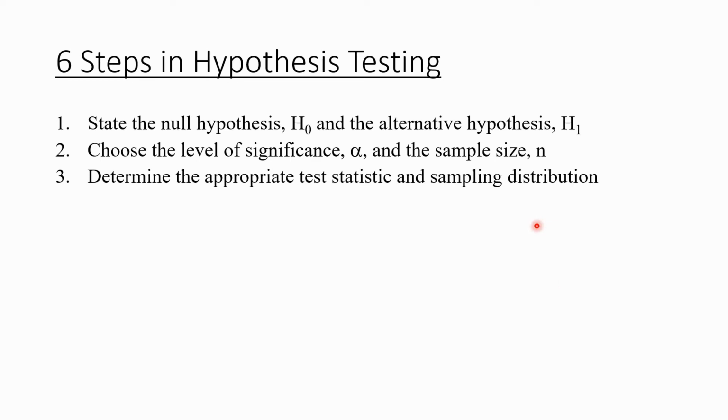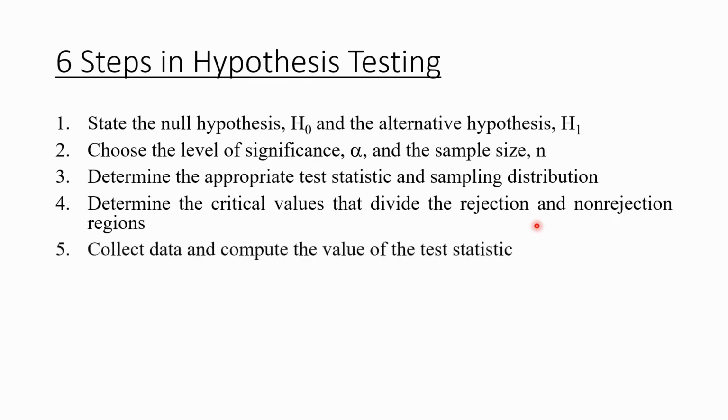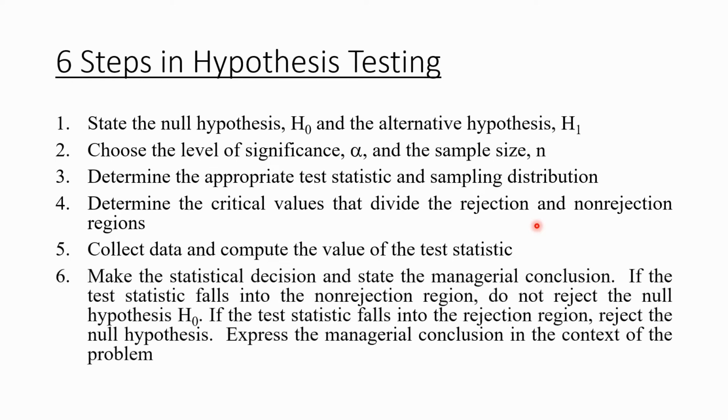Step 4 is where you determine the critical values that divide the rejection and non-rejection regions. Why are these critical values important? Because they help us to identify the rejection and the non-rejection regions. Step 5, you collect the data and compute the value for the test statistic. Step 6, this is where you make the conclusion.